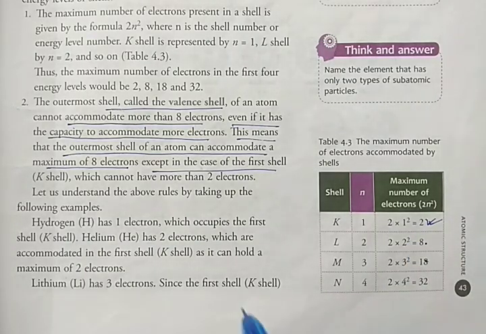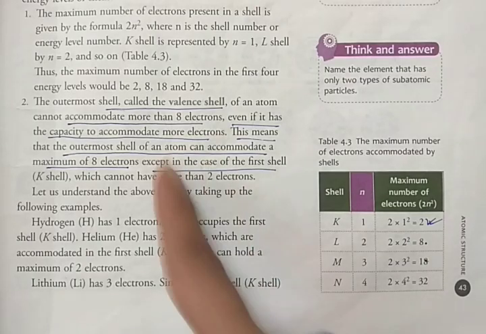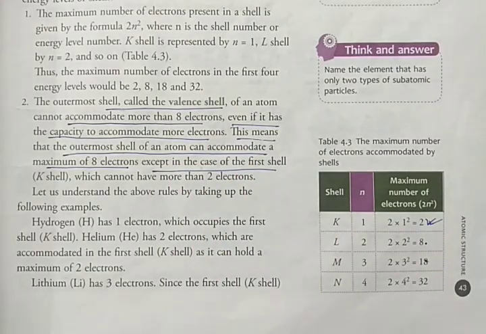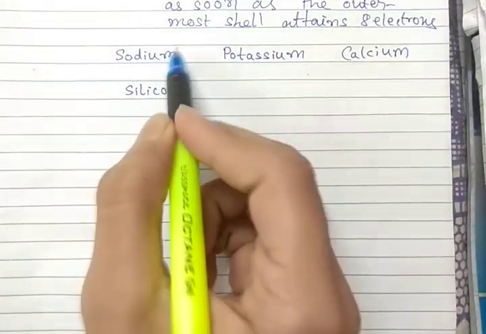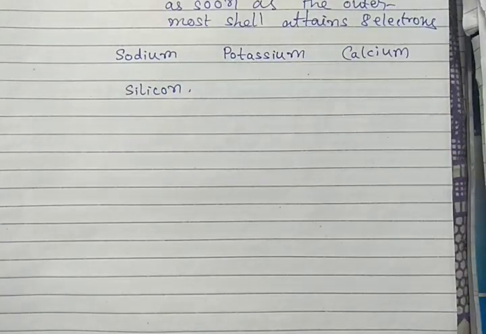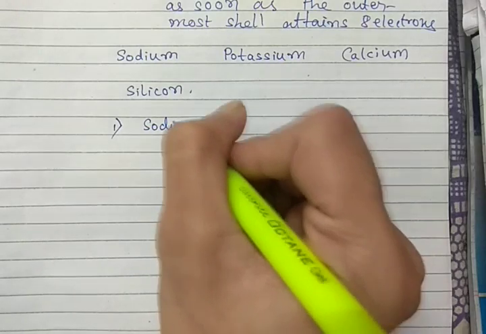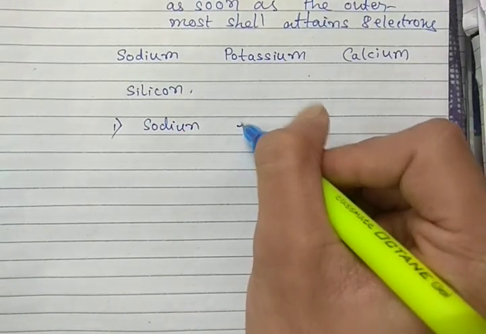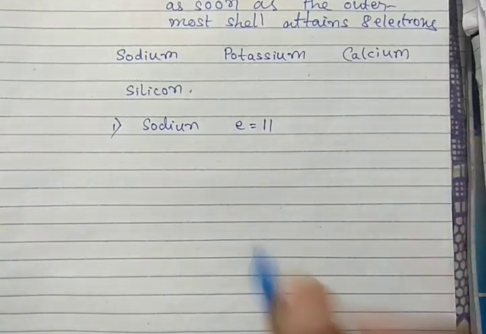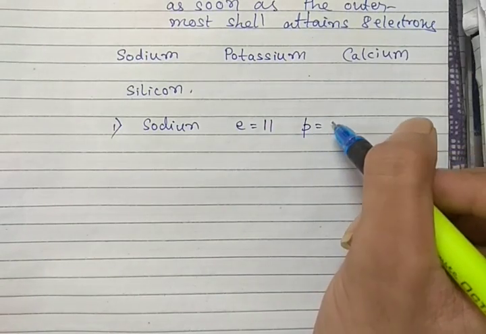ওকে, সো লেট আস আন্ডারস্ট্যান্ড দিস কনফিগারেশন বেসড অন সাম এক্সাম্পলস. Okay, so I will be explaining rule 2 based on these 4 atoms: sodium, potassium, calcium and silicon. So at first let us consider sodium. What is the number of electrons in sodium? 11. Okay, so number of protons is 11 and number of neutrons is 12.